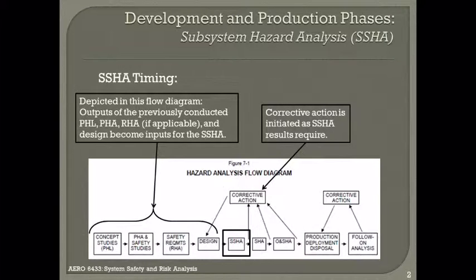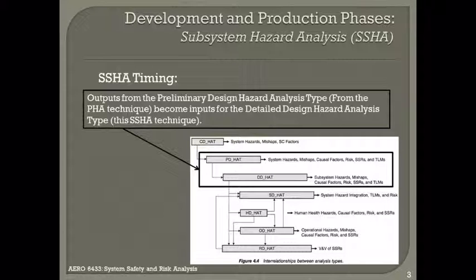Inputs to the subsystem hazard analysis technique are conducted during the detailed design hazard analysis type, and the inputs come straight from that preliminary design hazard analysis type. Outputs from the detailed design hazard analysis type are in the form of subsystem hazards, mishaps, causal factors, risk, safety recommendations, and top-level mishaps. Notice, too, that an output line of the detailed hazard analysis type goes to the requirements design. We're going to talk about that in the third video that goes along with this presentation in just a little bit.